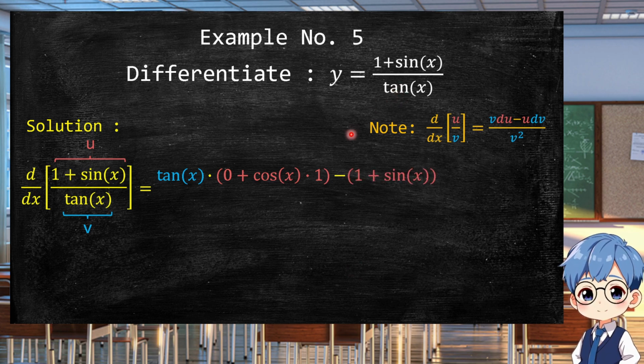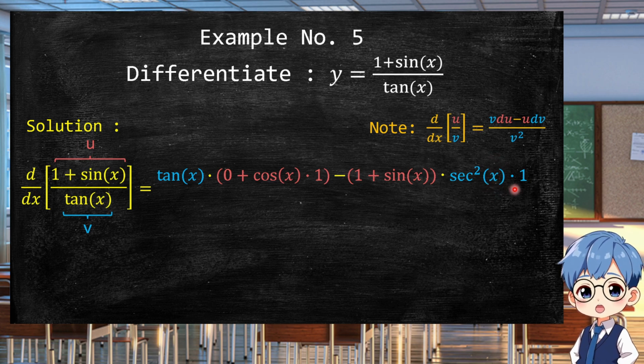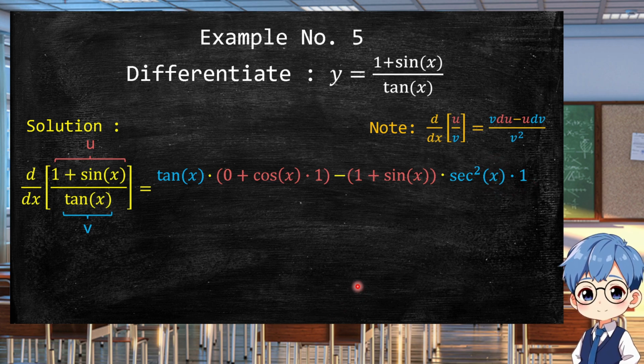So we just write 1 plus sine x again with the parenthesis because this is a binomial, 2 terms, and then times the derivative of v. So the derivative of tan is secant squared, and of course times the derivative of its angle, the derivative of x is 1, all over we have v squared.